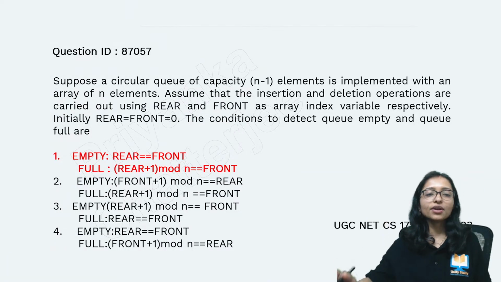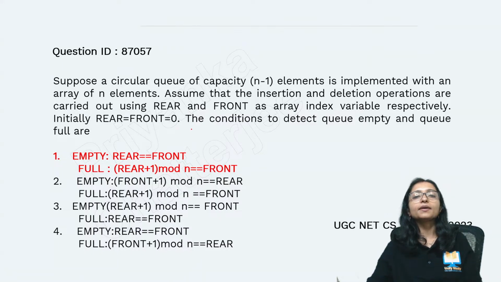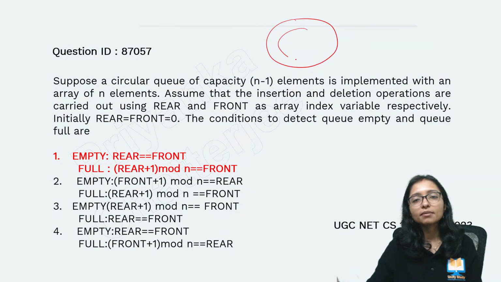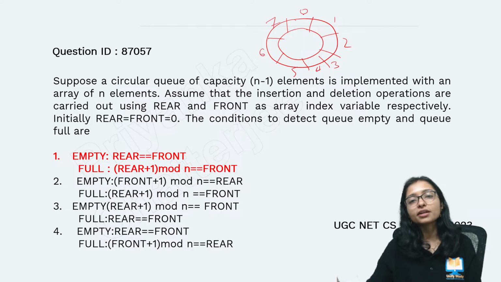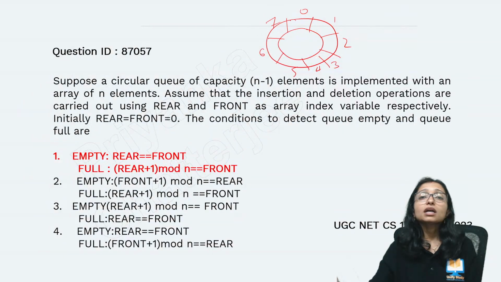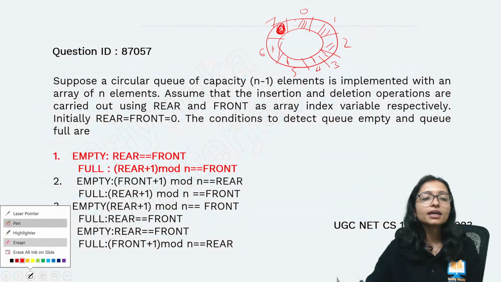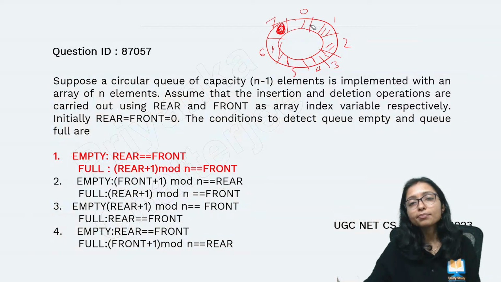So yes, here your answer is this one, rear equals to front, definitely, because of how a circular queue works. When the places are full, like 0, 1, 2, 3, 4, 5, 6, 7, I am putting elements one by one, and now I am here, so it will show that this is full. But in this case, maybe you dequeued some elements also. Maybe these elements are dequeued.